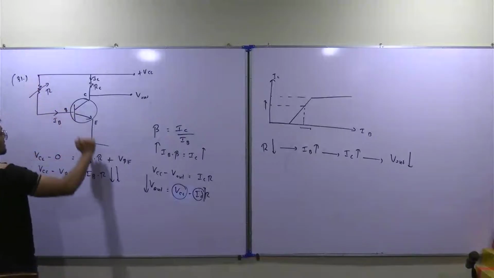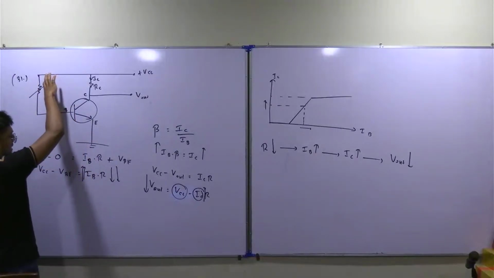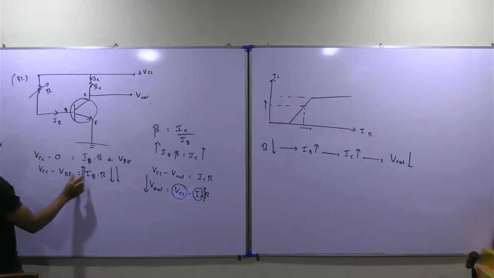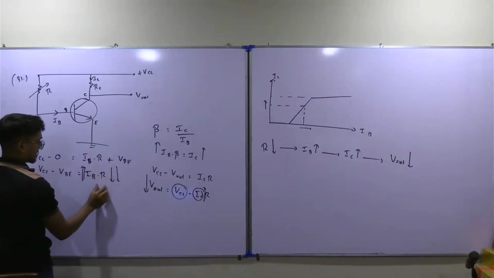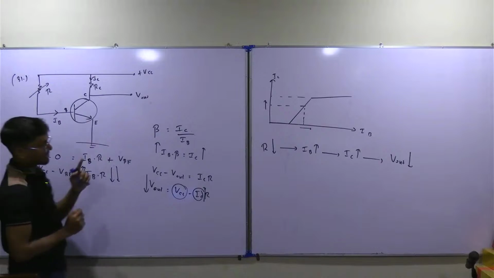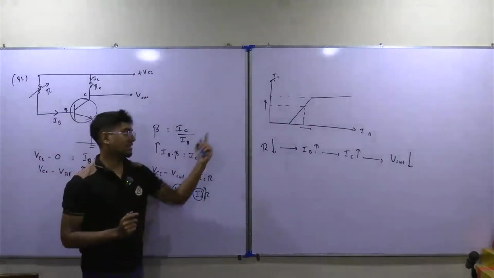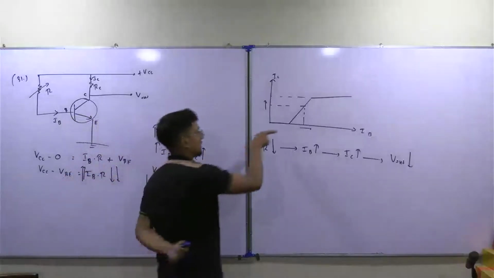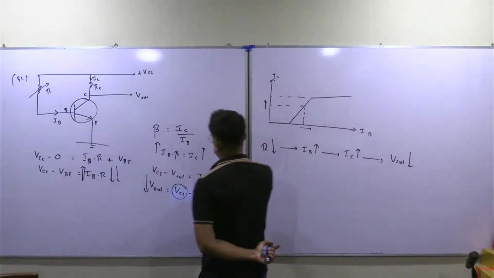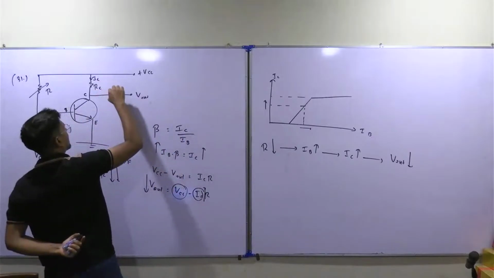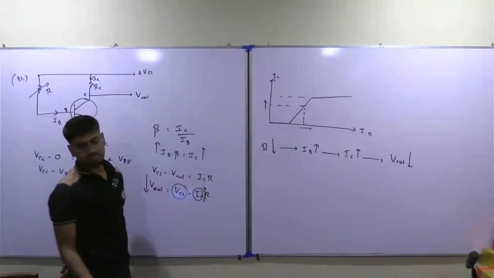VCC minus 0 is equal to IB R plus VB. From that, VCC minus VB equals IB R. When you decrease R, IB will increase. This term is a constant. According to this, when IB increases, IC will increase. From the transfer characteristic also, you can say when you increase IB, IC will increase. When the current increases, V out will decrease, obviously.